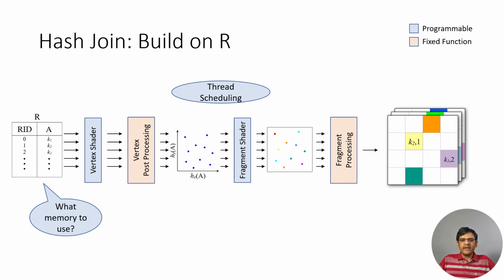Similarly, we simply have to say draw n vertices, and the driver will decide how many threads and thread groups to spawn, and also schedule the threads across vertex and fragment shader instances to best utilize the GPU. Even the write to output images is done in a lazy fashion, thus giving the driver the flexibility to schedule the I/O.